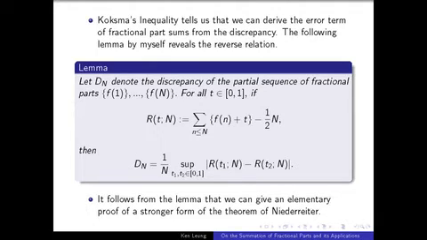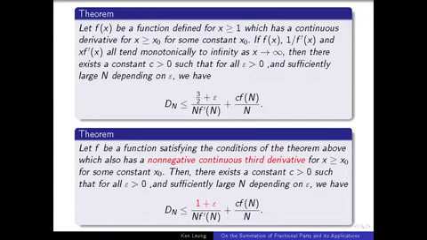So what I've done is just in the opposite direction. This is the lemma by myself, and it follows from the lemma that we can give an elementary proof to a stronger form of the theorem of Niederreiter that I have just mentioned. Okay, and so that's the first theorem here, and the implied constant is explicit now, and that's 3 over 2 plus epsilon.